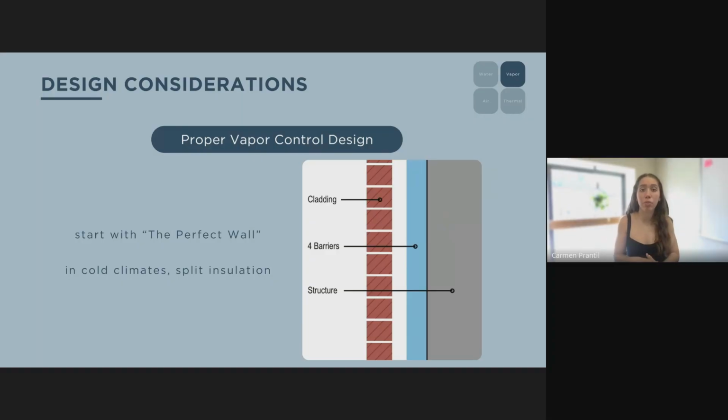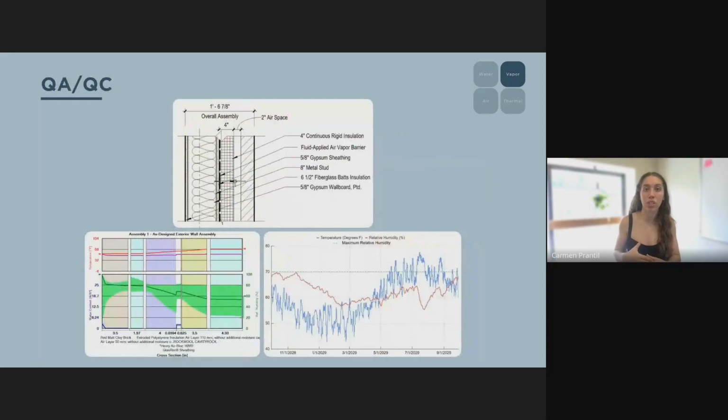You have to be careful when you're splitting insulation because ratio matters, which leads me into some of the QA/QC that we can do for vapor control, which is using software like WUFI for hydrothermal modeling. For example, what is shown here on the screen is a project where the architect came to us during design and said, hey, we designed this wall assembly, we've split the insulation, and we want you to verify that this won't run into vapor drive or condensation moisture issues.